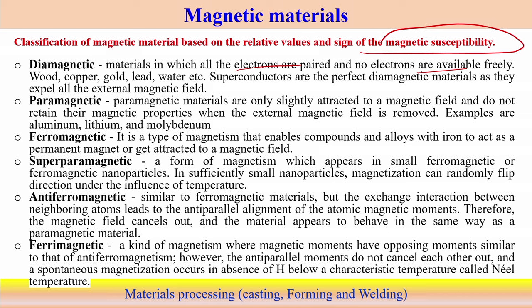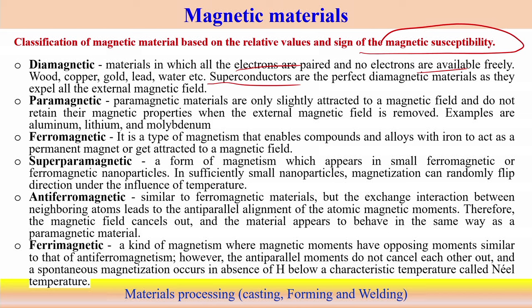In another way, there are superconductors. Superconductors are basically the perfect diamagnetic material, as they expel all the external magnetic field. So in this case superconductors can be considered the ideal diamagnetic material, expelling any kind of external magnetic field.